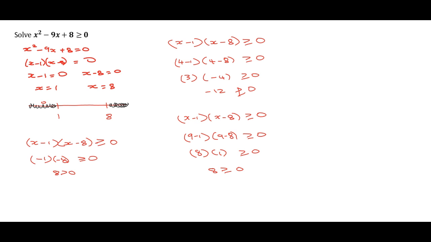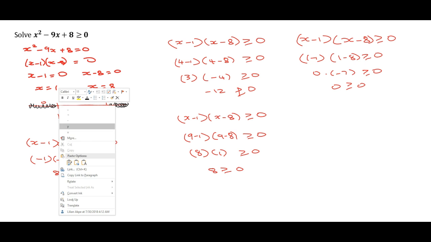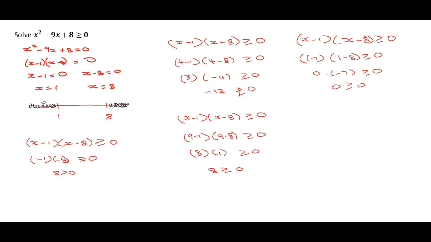Now, because this is greater than or equal to, let's plug in 1 and 8 and see what happens. So let's try x equal to 1. (x minus 1)(x minus 8) greater than or equal to 0. So (1 minus 1)(1 minus 8) is 0 times minus 7. So 0 is greater than or equal to 0. So we have a situation where this is also an acceptable point. x equal to 1 is acceptable.